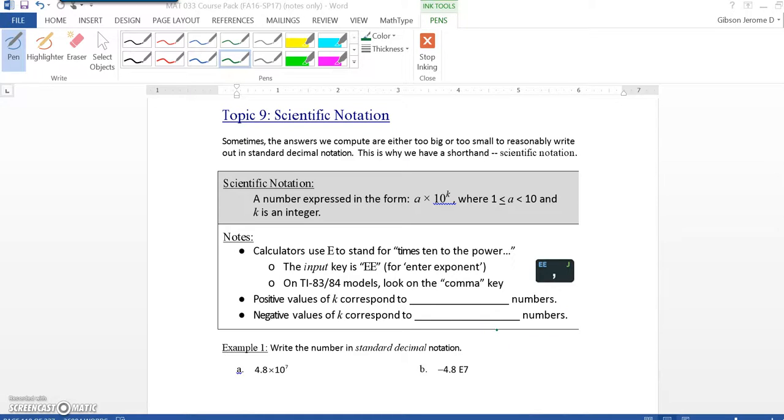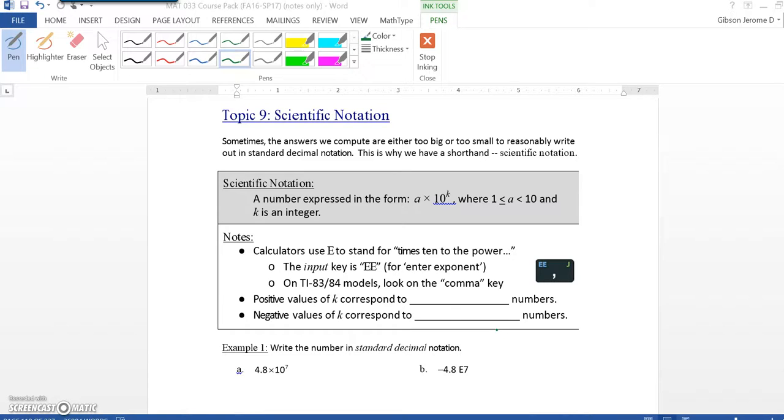Hello class, we're about to start Unit 3, Topic 9, Scientific Notation. Sometimes the answers we compute are either too big or too small to reasonably write out in standard decimal notation. This is why we have a shorthand, scientific notation.